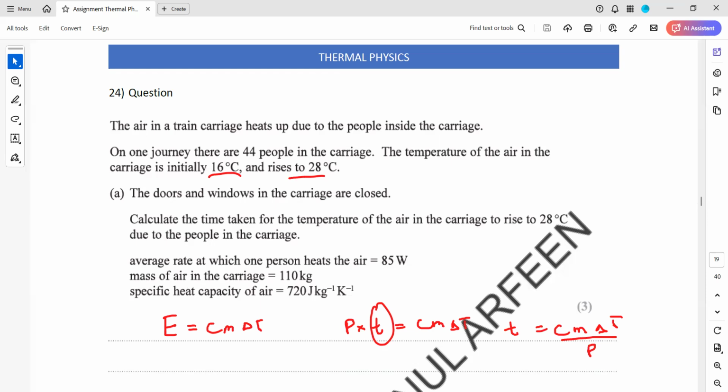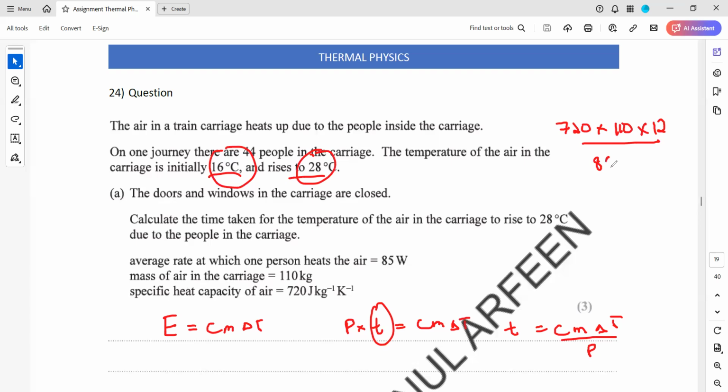The specific heat is given to us, which is 720. m is the mass of air in the carriage, 110 kilogram. ΔT is the temperature change. As I mentioned, the temperature change in degree centigrade or Celsius will be the same as in Kelvin. So if it is 16 and 28, the change in temperature will be 12 degree centigrade, or we can also say it will be 12 Kelvin. So when you're working out a temperature change, there's no need for unit conversion, just take the difference of the initial and final temperature, and that will be the same in Kelvin.